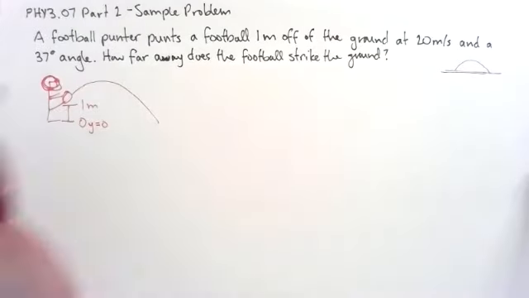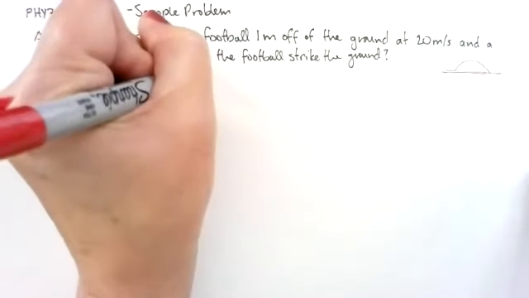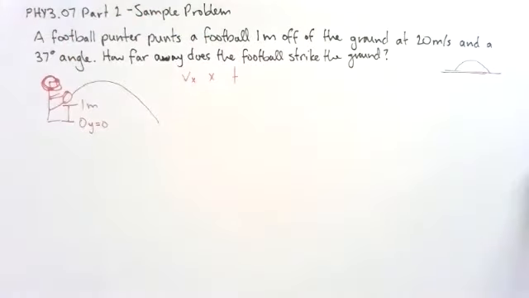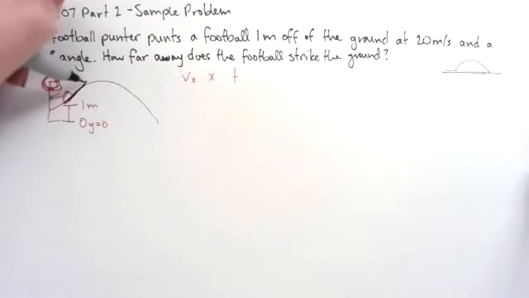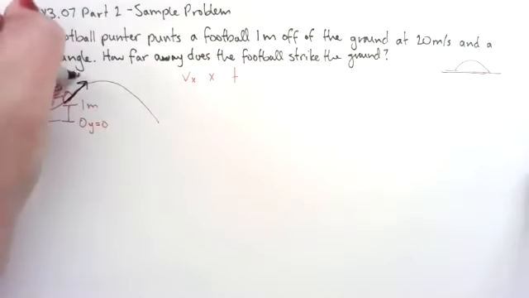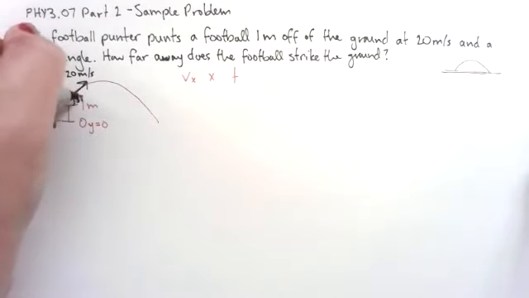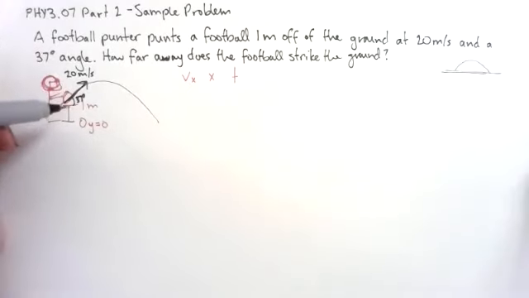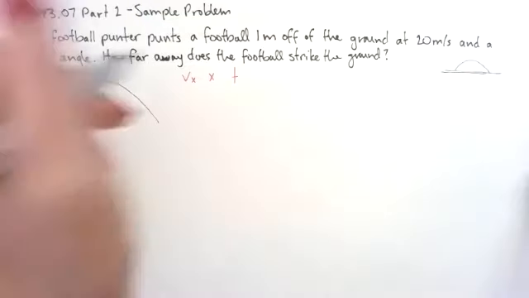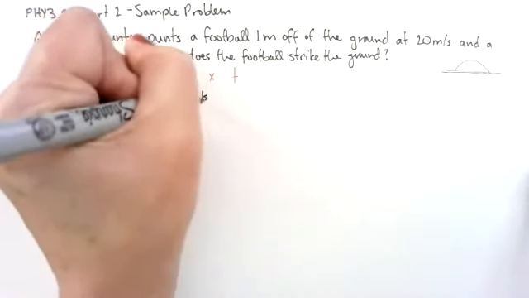All right, so let's take a look at our kinematic variables. We've got x, v, t. This has a vector of 20 meters per second at a 37-degree angle. So I have to split this into Vx and Vy. Vx is going to be 20 cosine 37, and when I do that, I get 16 meters per second.